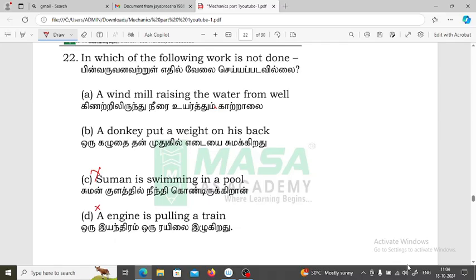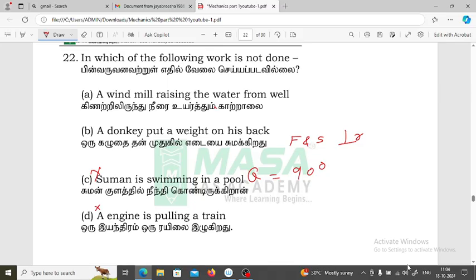Here a donkey carries a weight on its back. The donkey is carrying the weight on its back. The displacement is perpendicular to the force. Force and displacement are perpendicular to each other, that is, theta is equal to 90 degree for this case.